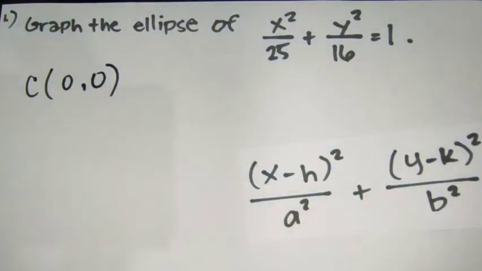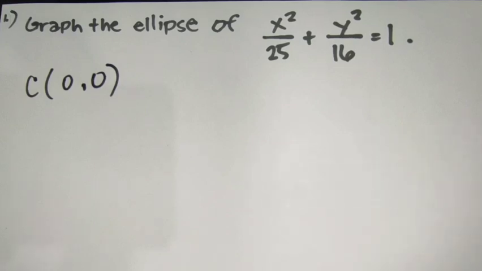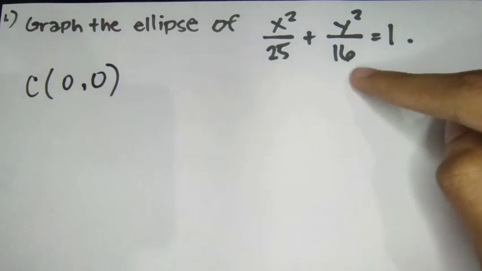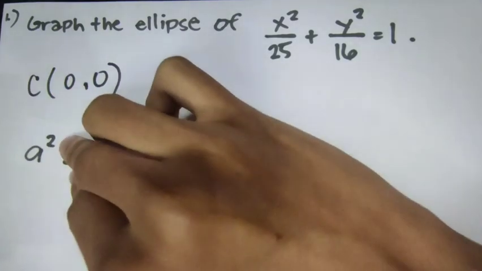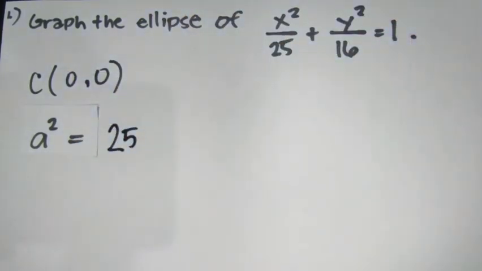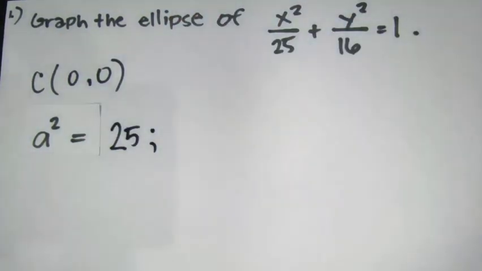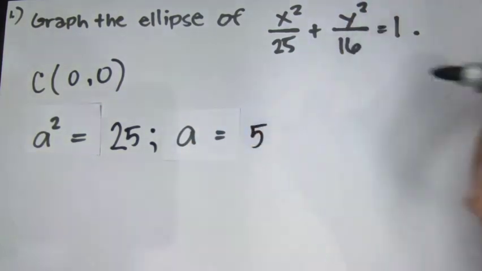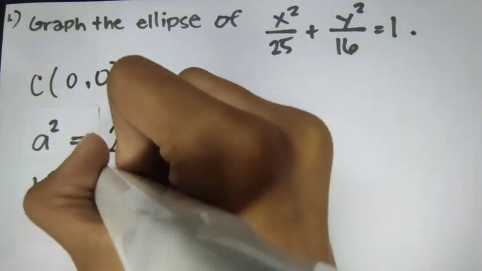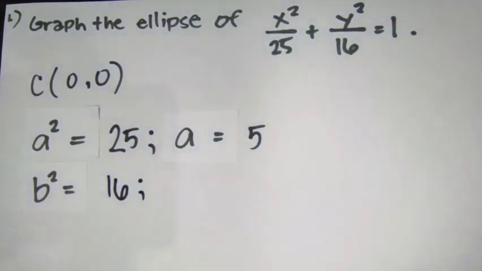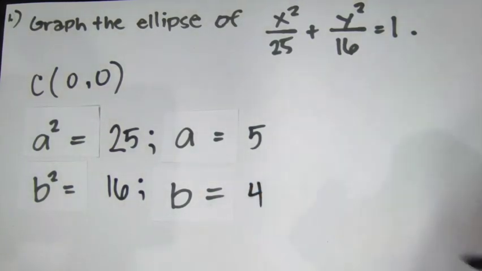And now we will determine the a squared and b squared of the equation. Since 25 here is the bigger number, that would be our a squared. So a squared is equal to 25. Thus, a is equal to 5. And the b squared would be equal to 16. Thus, b is equal to positive and negative 4.